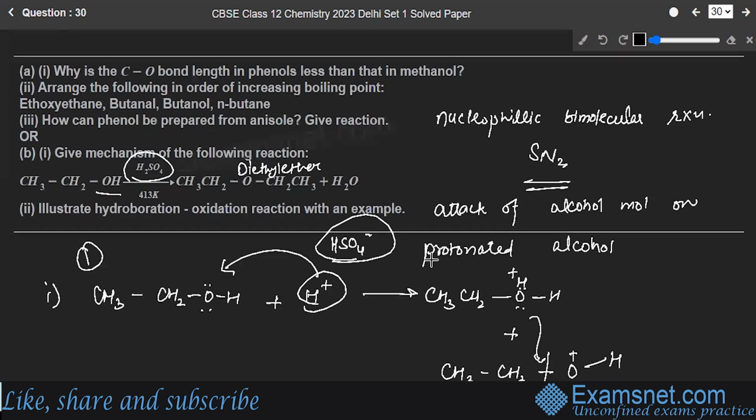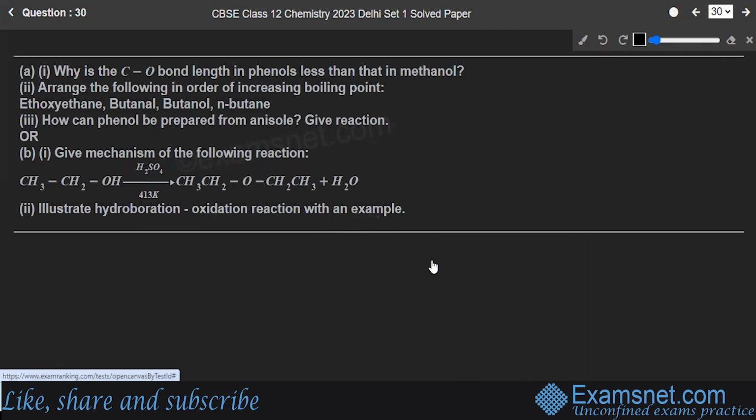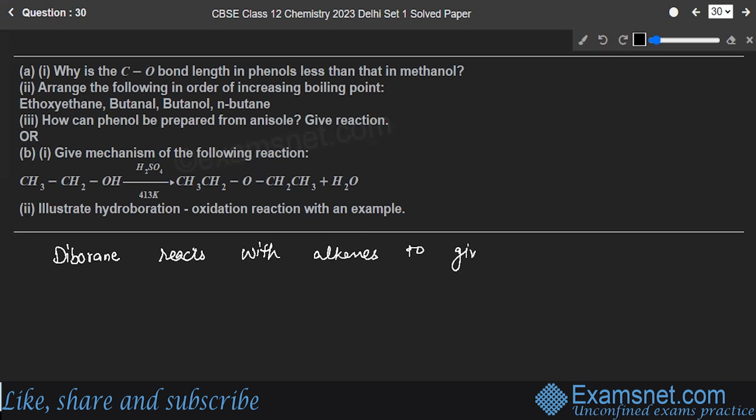Now let's go with the second part of the question. Illustrate the hydroboration oxidation reaction with an example. I'm going to clear the screen again. Diborane reacts with alkenes to give trialkylboranes as the addition product. This is oxidized to alcohol by hydrogen peroxide in the presence of aqueous sodium hydroxide.